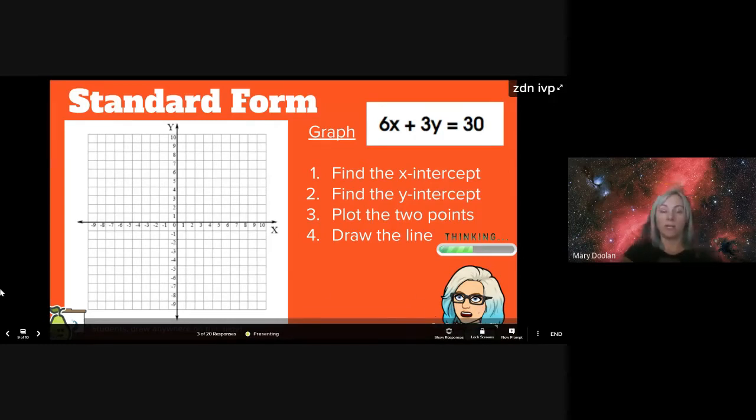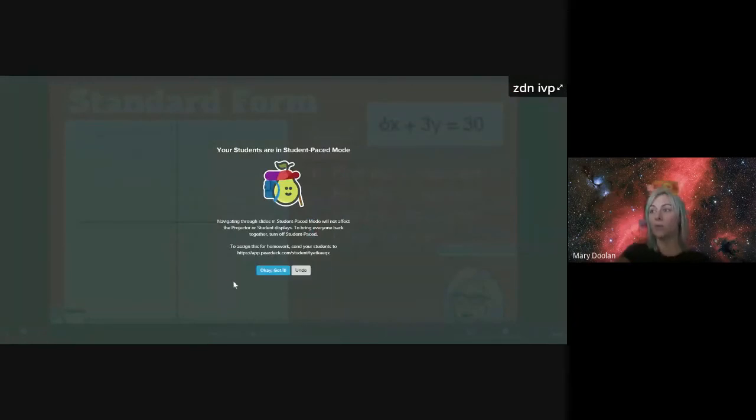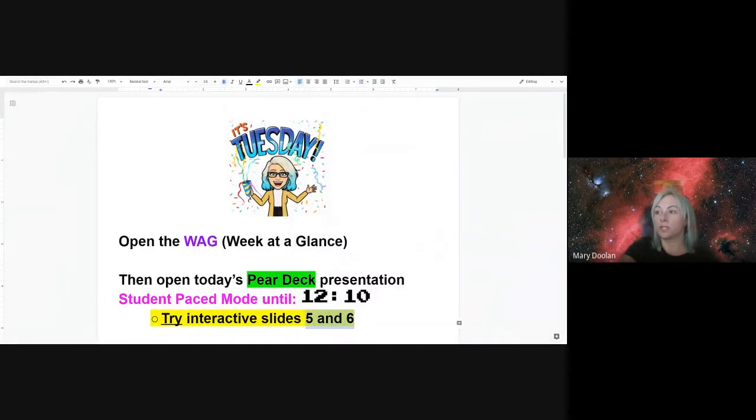All right, so I'm going to give you guys 10 minutes just to work on this one slide, just slide 9, and I'll put it back on student paced so you can go back to that example slide that's like one slide back. Okay, and then right now we're going to work on just slide 9.